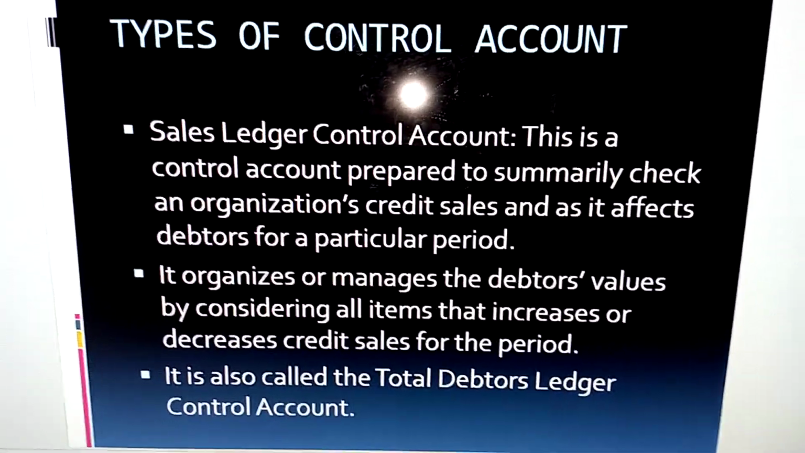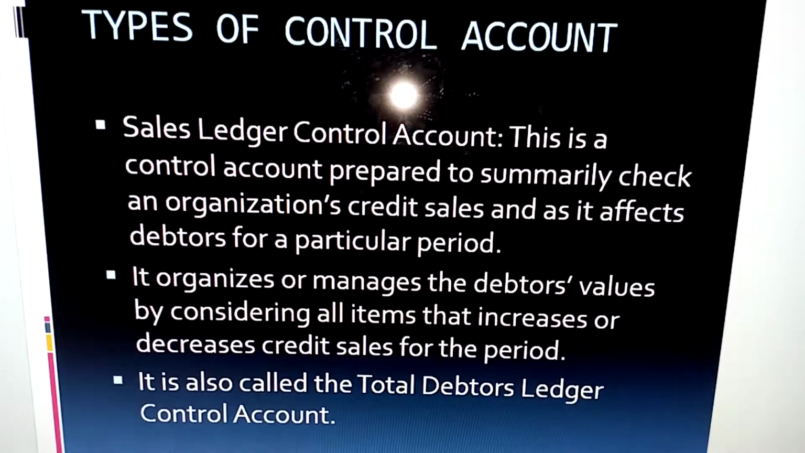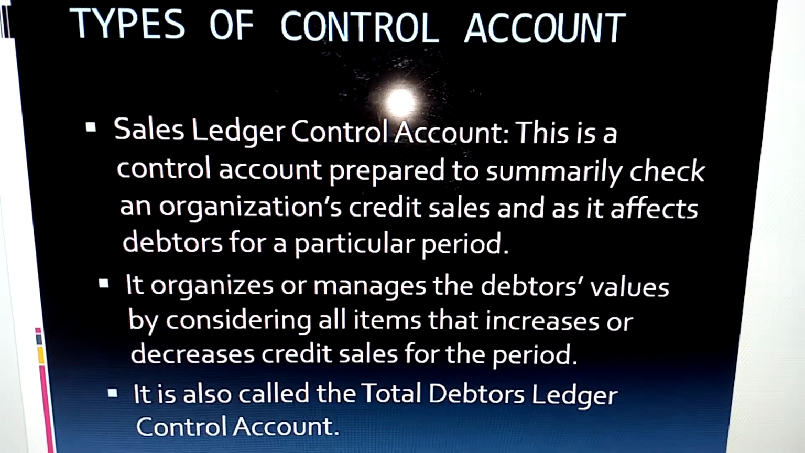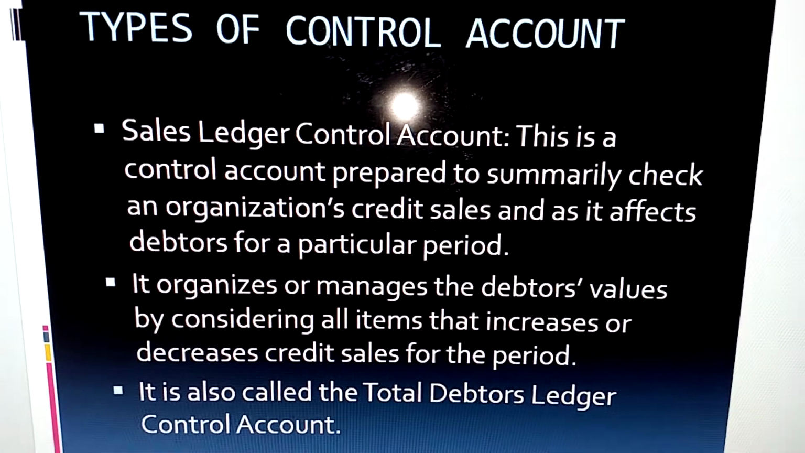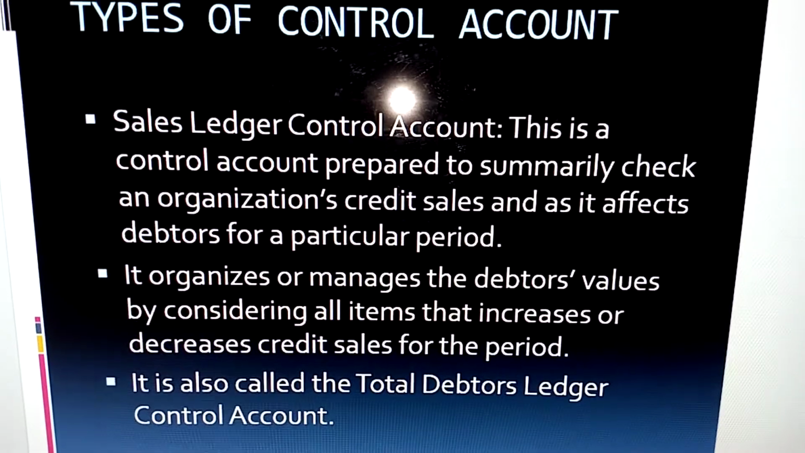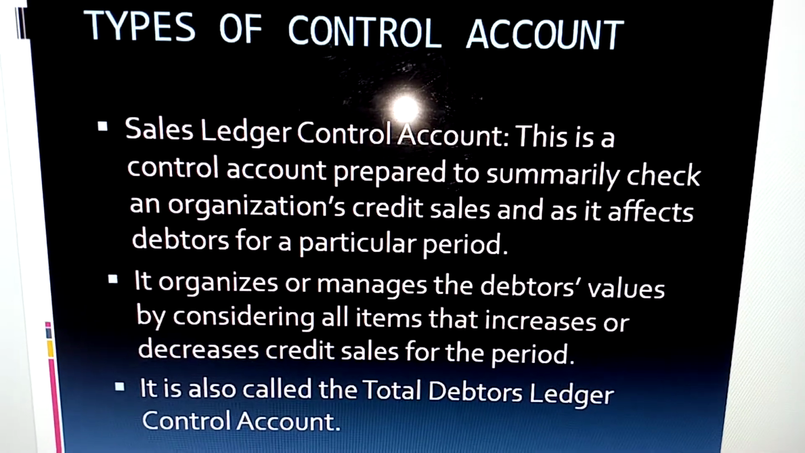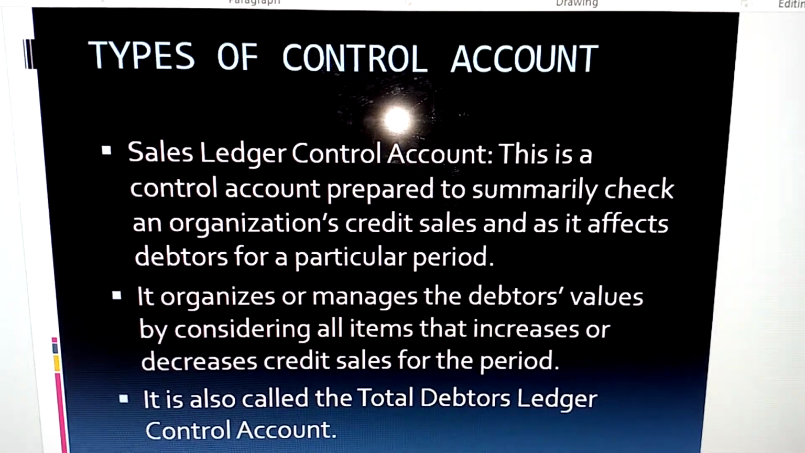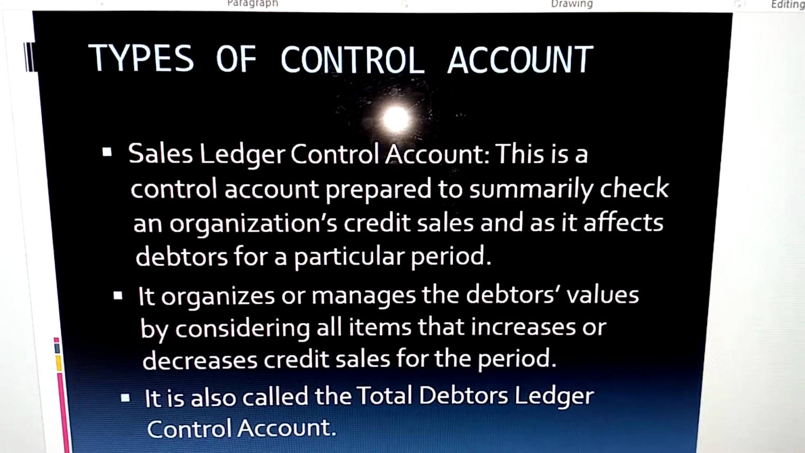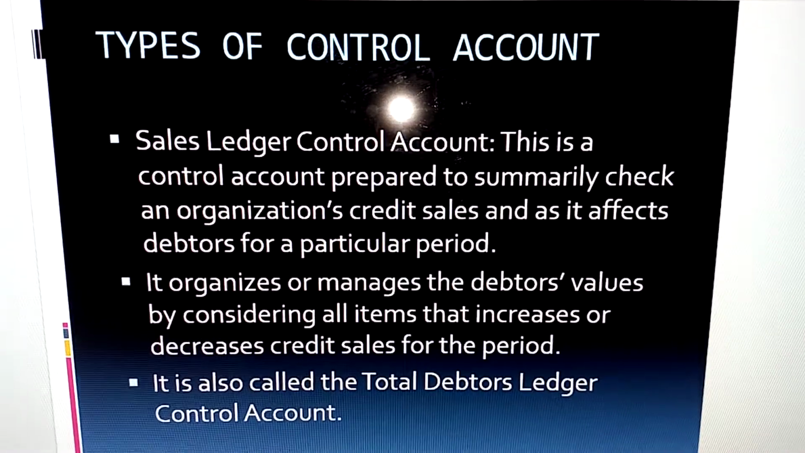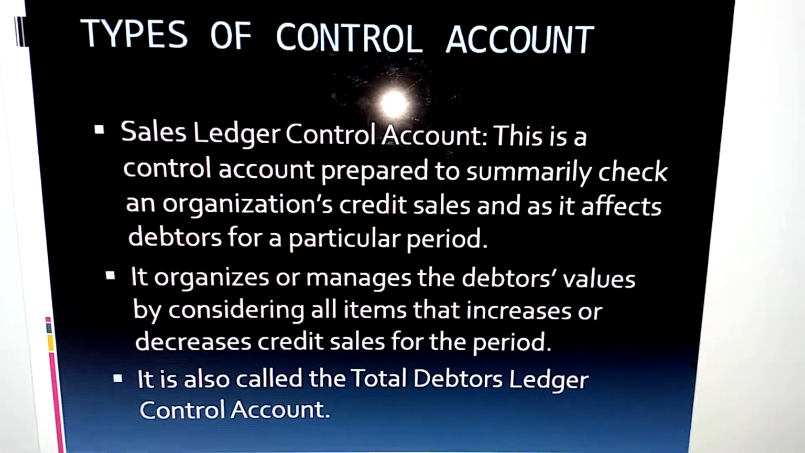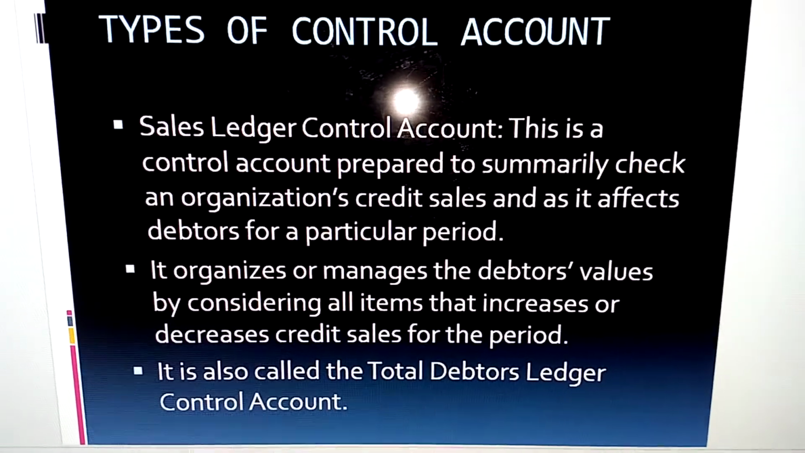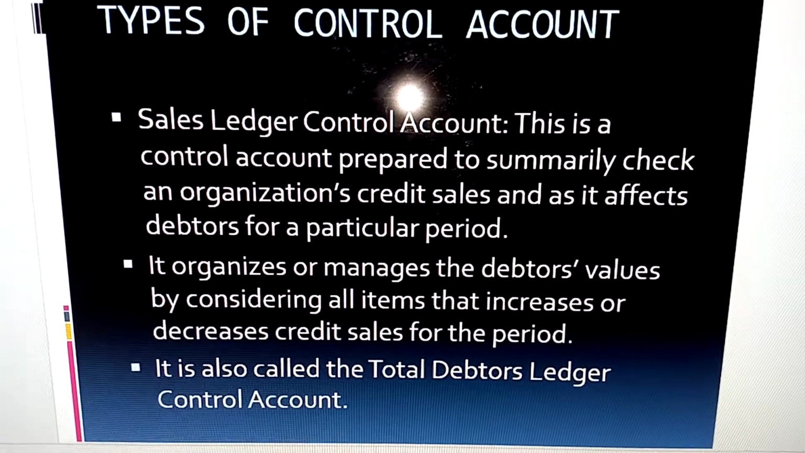Types of control account. The first one here is the sales ledger control account. Now, what are you trying to control here? Sales, credit sales, basically, and items affecting credit sales. So we can say the sales ledger control account is a control account prepared to summarily check an organization's credit sales as it affects debtors for a particular period. So what are we saying? When you sell on credit, it has a connection to those owing the business. It has a connection to customers owing the business. It has connections to debtors owing the business.